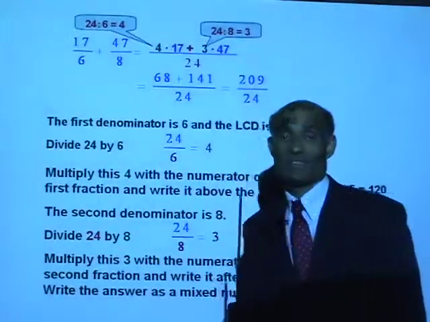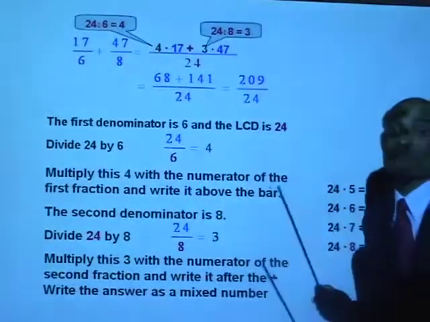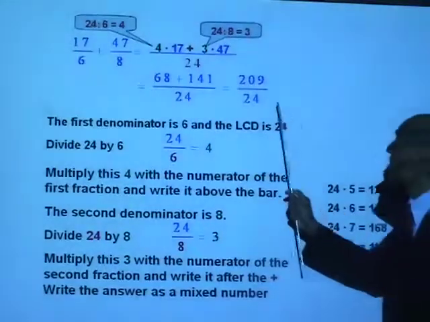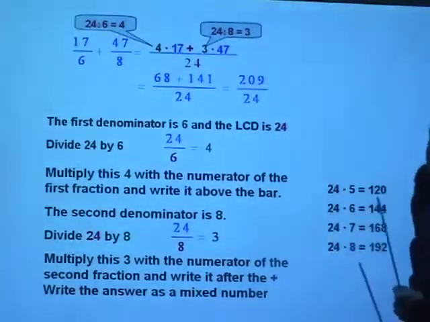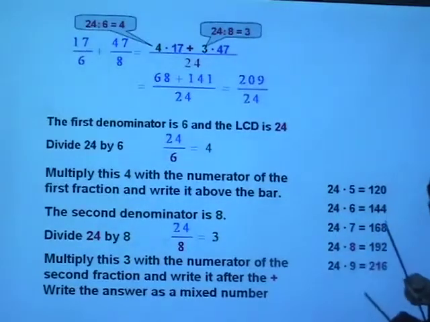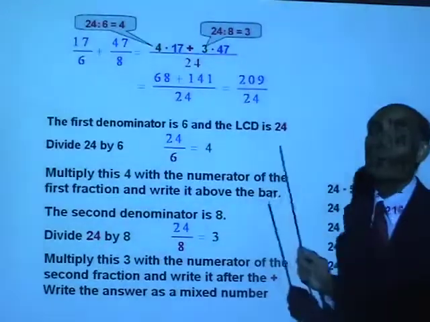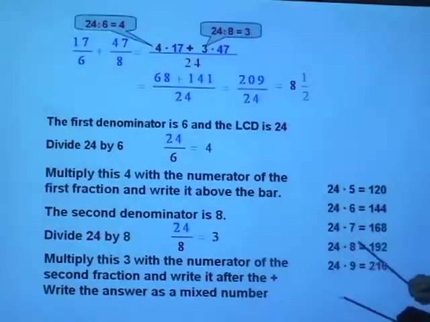24 times 8 is 192. Now, I don't think there is one more 24 that you can take. I think we're going to stop there. That means we can take 8 24s from 209. What is left? 24 times 9 is 216. We have gone over. That means there are only 8 24s in 209.